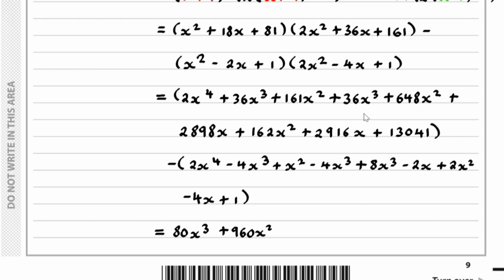In terms of the x's, we've got 2898 plus 2916 minus 2 minus 4, so that's 5820x. And then we've got 13,041 minus 1, so that will be 13,040.